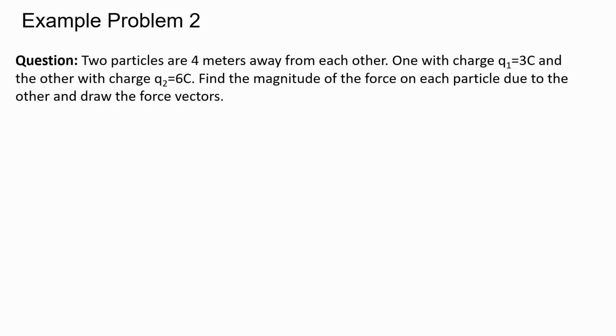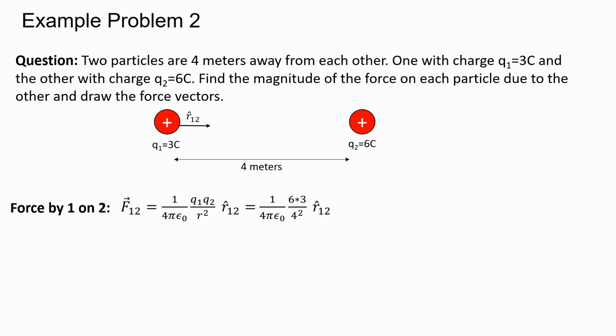We can do another example problem. Question: two particles are 4 meters away from each other, one with charge Q1 equal to 3 coulombs, and the other with charge Q2 equal to 6 coulombs. Find the magnitude of the force on each particle due to the other, and draw the force vectors. So if we draw this scenario, we have two positively charged particles, one with Q1 equal to 3 coulombs, the other with Q2 equal to 6 coulombs, and these two particles are 4 meters apart.